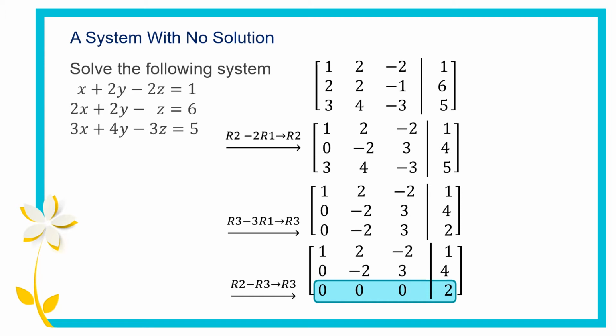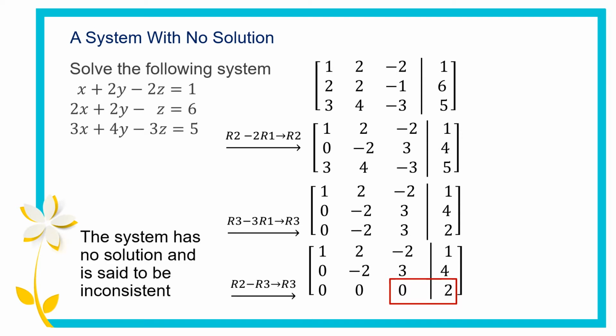Next, subtract row 3 from row 2 to have a new row 3. And we can stop, since the last row is all zeros except for the final entry, which is non-zero. Note that it doesn't matter what the number is as long as it is not zero. Hence, since the third row corresponds to the equation 0 equals 2, which is false, and no matter what value we assign for the variables x, y, and z, the third equation will never be true. Thus, the system has no solution. A system with no solution is said to be inconsistent.